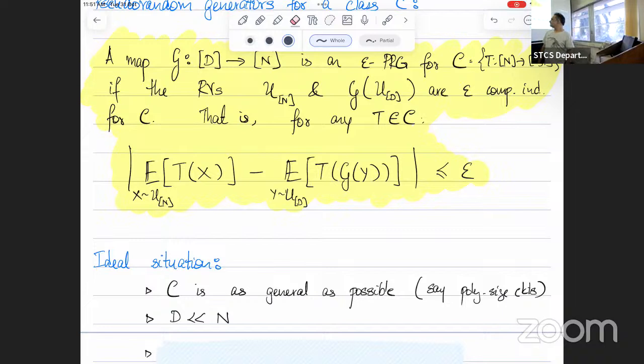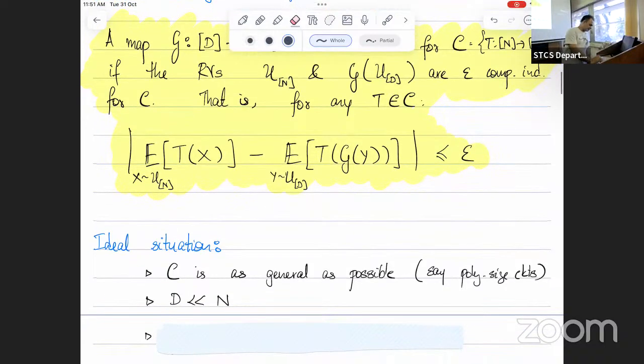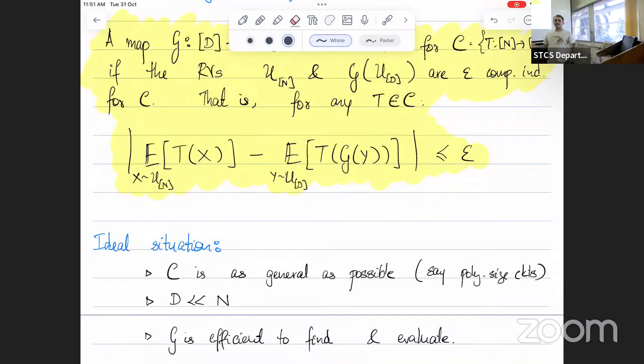And the third thing I would want is that, if you want to use this generator to derandomize an algorithm, there should be some notion of efficiency for this generator also. There are two notions of efficiency. First, you want to find this function G, whatever you're going to do. And secondly, given a seed, you want to evaluate the function to figure out what the seed gets mapped to. So there is a notion of finding this function and a notion of actually evaluating this function.